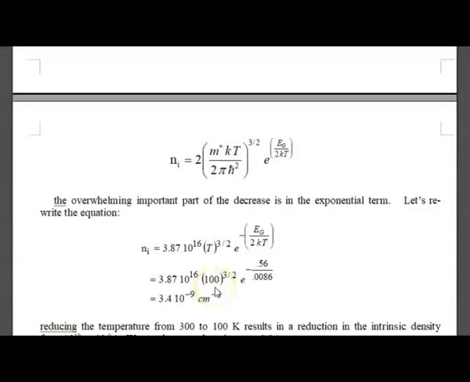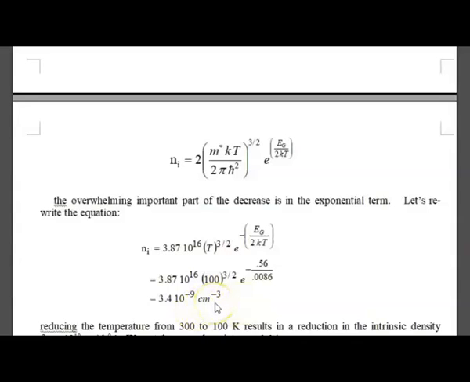Well, let's see what's going on. Instead of 300, this is 100. kT, instead of 0.026, 100 is 1/3 of 300. So this number here is 1/3, which means that the number here, instead of being 0.026, is 0.0086. That's 0.026 divided by 3. And if we put all that stuff in, which is not very difficult to do on your calculator, we get 3.4 times 10 to the minus 9th per cubic centimeter.